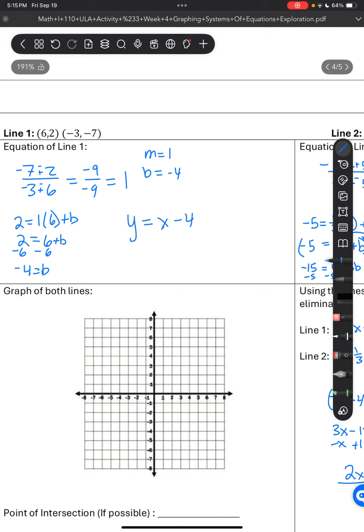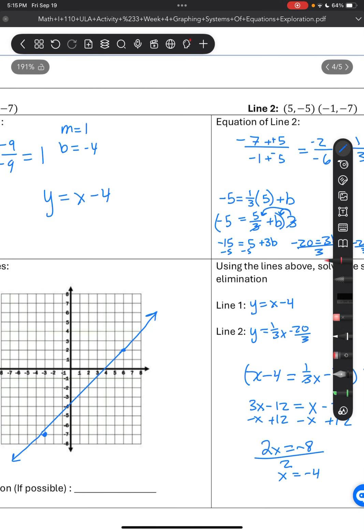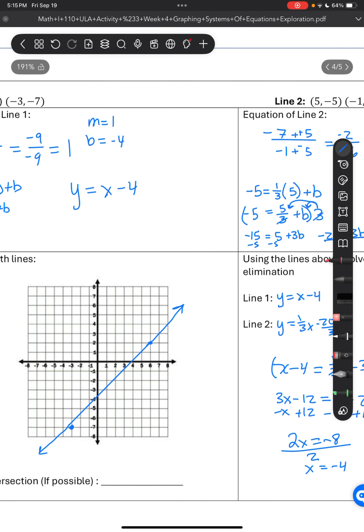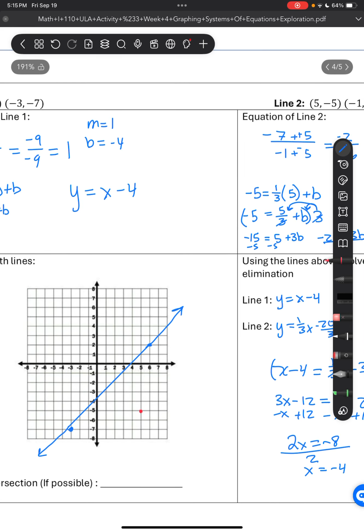So we have line 1: 6, 2, and negative 3, negative 7. Okay, so we're going to connect these 2 points. It's a little wonky, but it's going to be okay. We should at least get a close intersection here. We're going to switch colors. So we have line 2: 5, negative 5, and negative 1, negative 7.